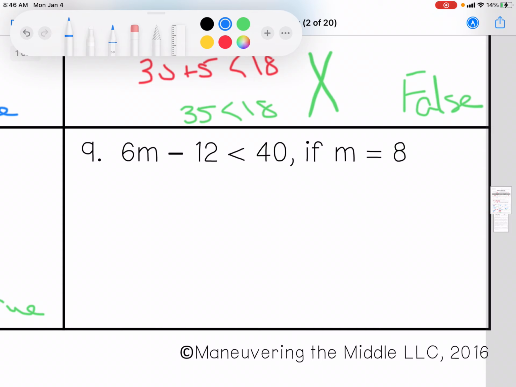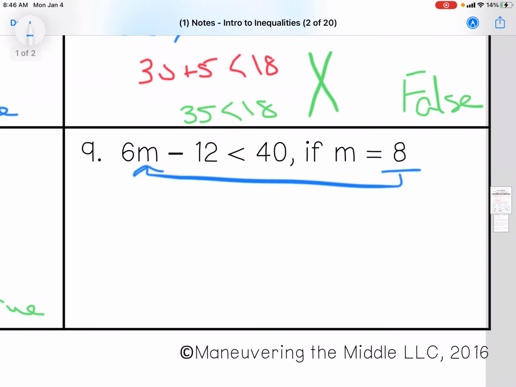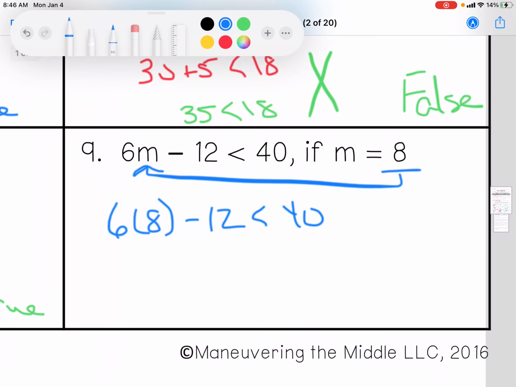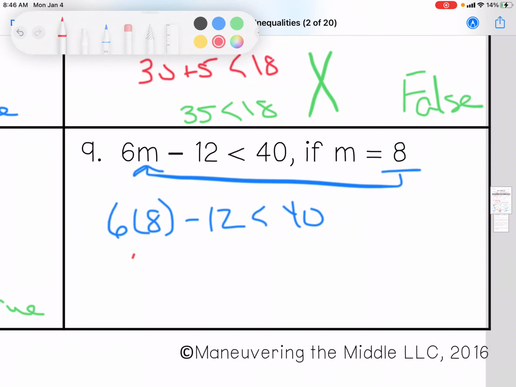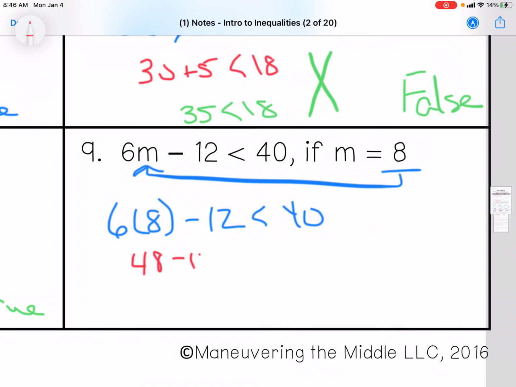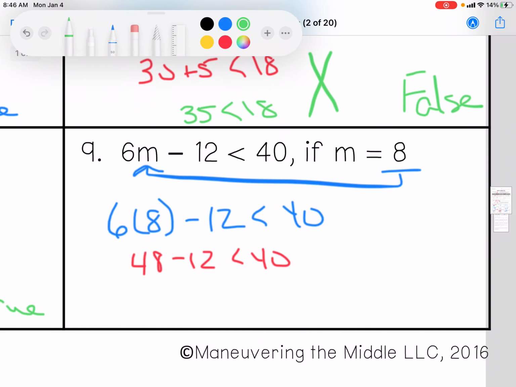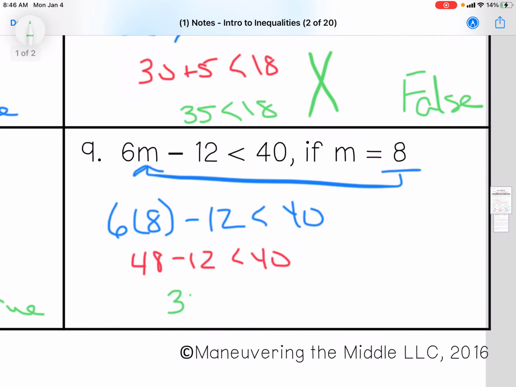And the last one on the first page, plug 8 in for M. 6 times 8 minus 12, is it less than 40? 6 times 8 is 48 minus 12, is that less than 40? That is 36. Is 36 less than 40? Yes, it is. So it is true. Okay, flip it over to the back.